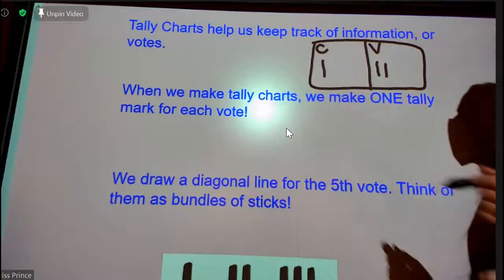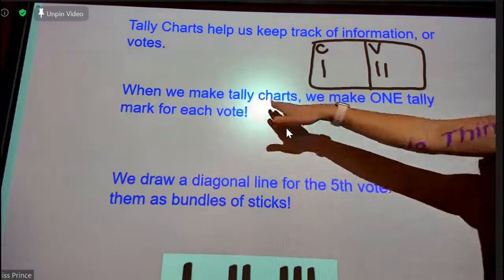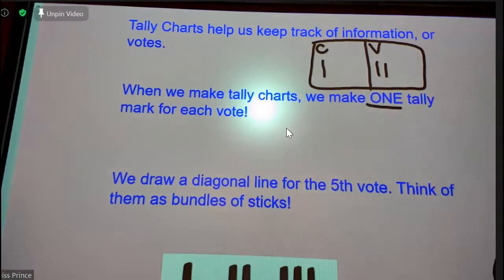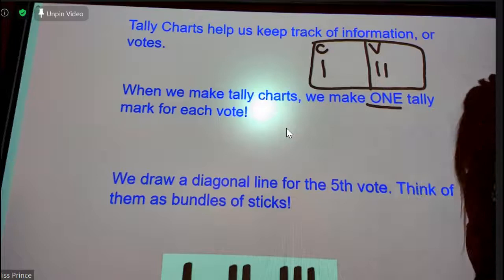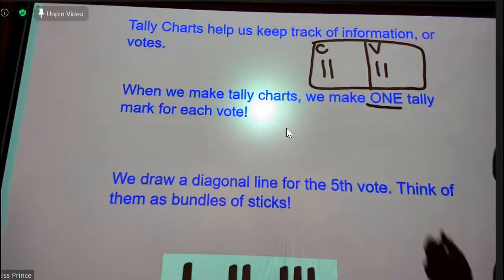Cadence: Chocolate. So boys and girls, do you see these lines I'm putting on here? When we make tally charts, we make one tally for each vote. Every time somebody says, I like this one or I like this one, we put a line. So I like chocolate. Mason, what do you like? Vanilla. You see how I'm putting these lines?